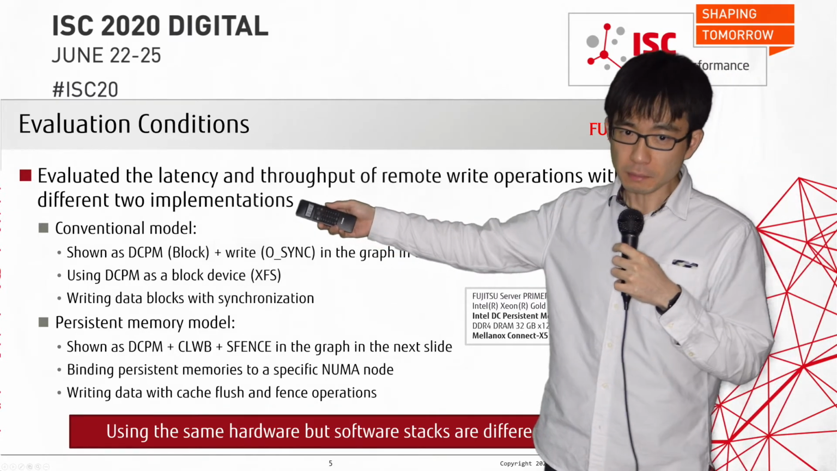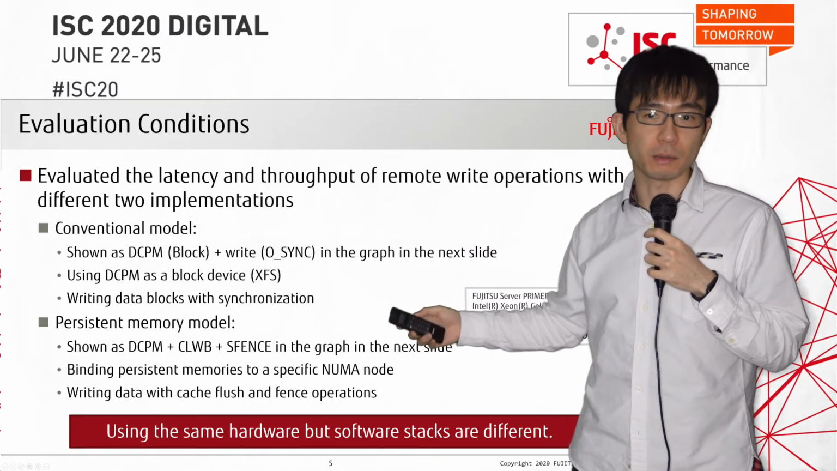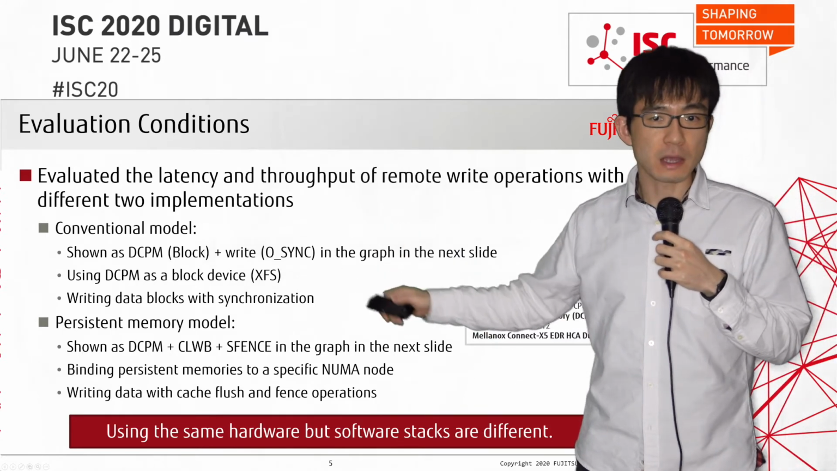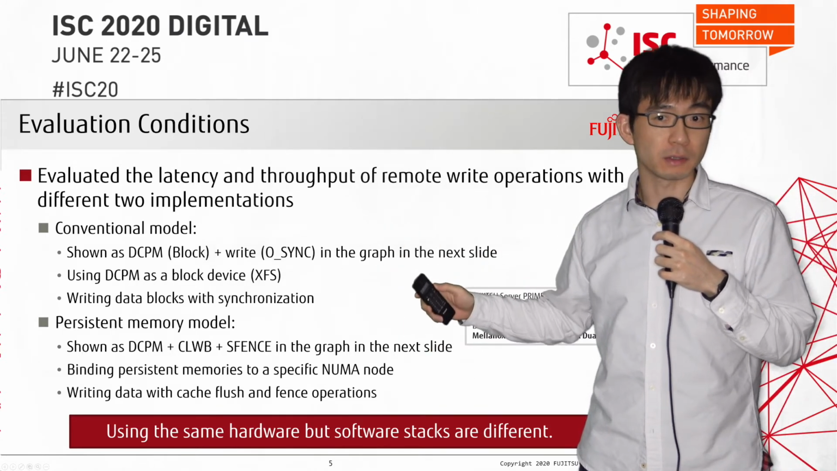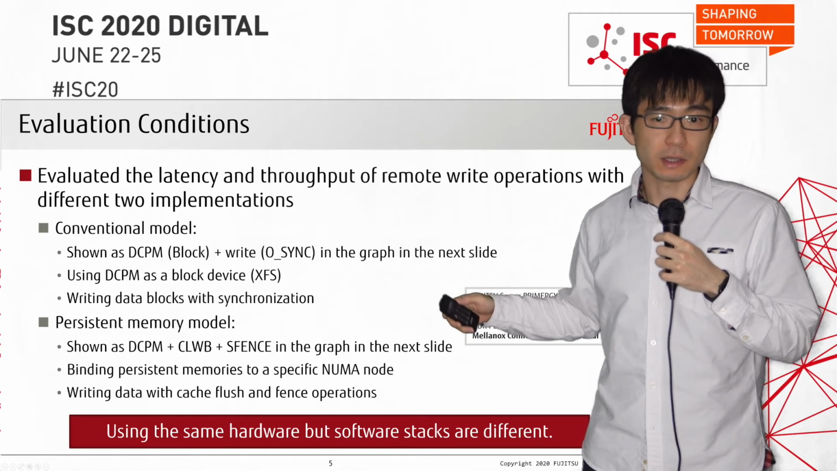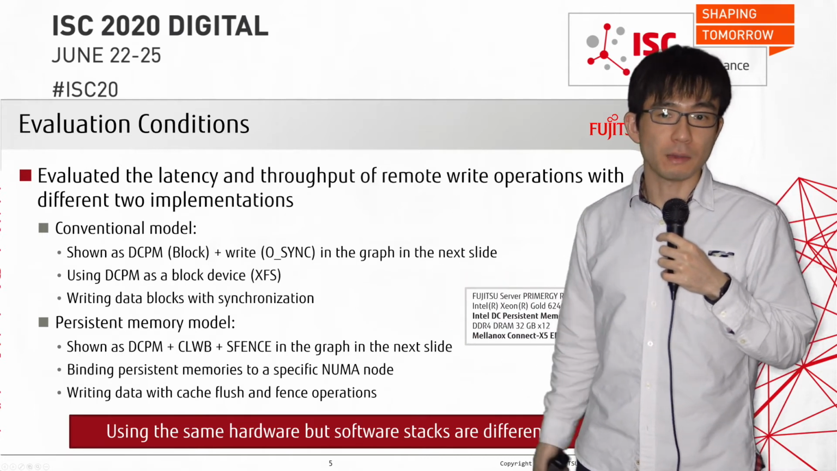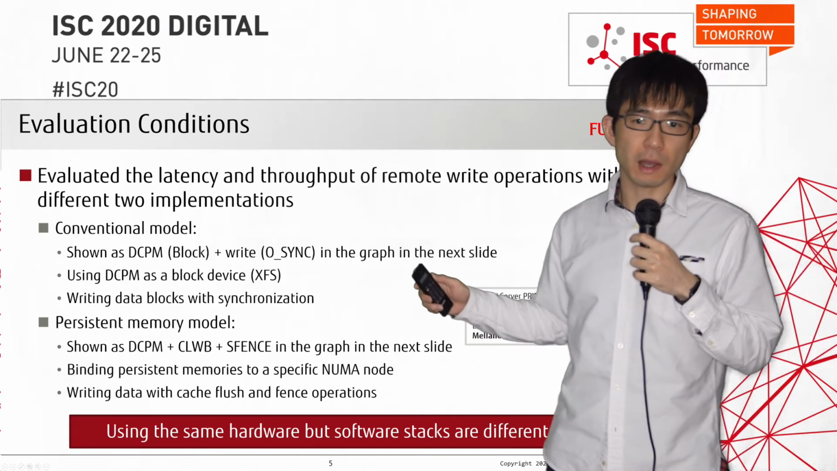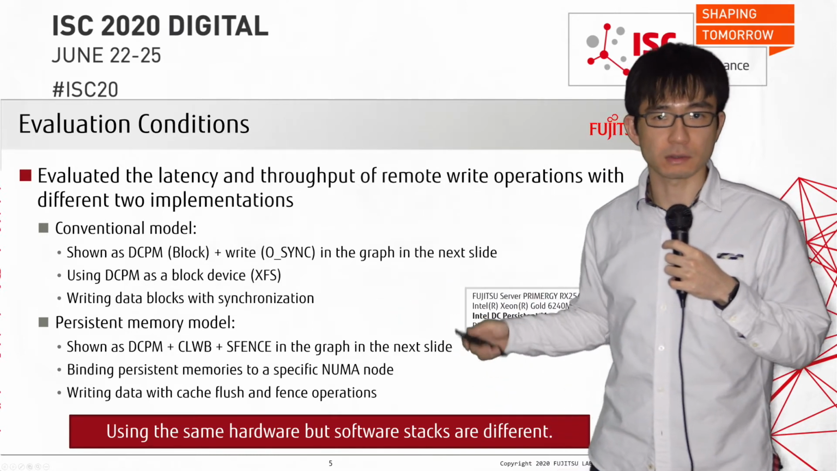The second one is a persistent memory model. We bind the persistent memory to a specific node and run the benchmark program on it. The client writes the data with cache flush and fence operations to ensure durability. We use the same hardware, but only the software stacks are different.